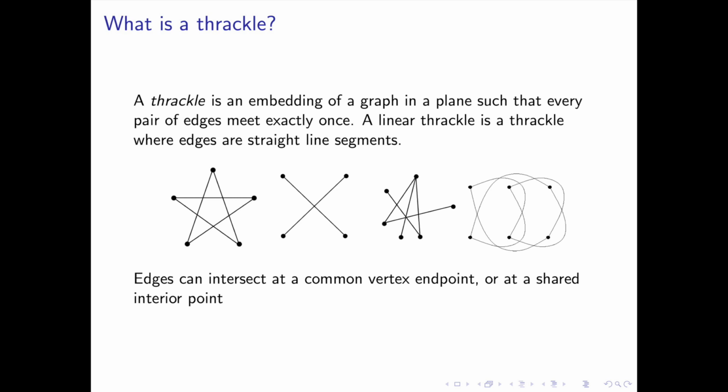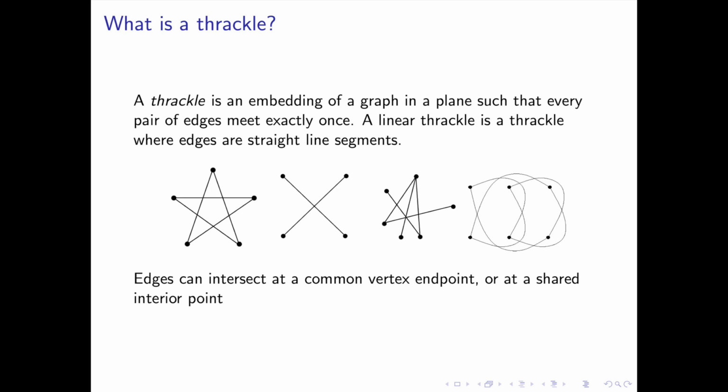More specifically, a thrackle embedding of a graph is a function which maps each vertex to a point and each edge to a closed continuous line such that no line crosses itself. Each two lines intersect exactly once. If two vertices are connected by an edge, then the two vertices are mapped to the two endpoints of the image of the edge. And if two lines intersect, it's either at a common endpoint or at a shared interior point. A linear thrackle is a type of thrackle where edges are straight line segments.